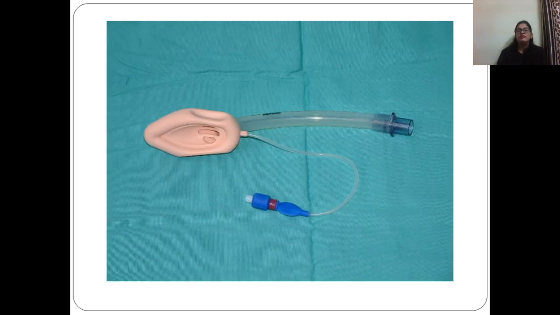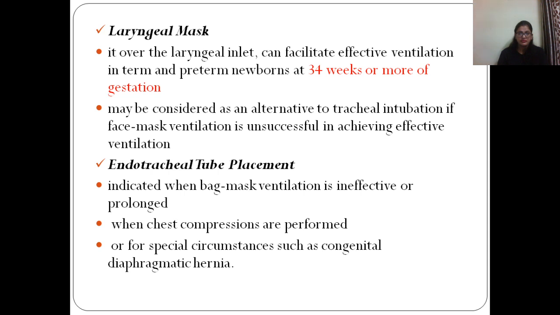Now, this is the image of a laryngeal mask airway. This is important for you because this can also be asked as an image-based question in your exam. Now, endotracheal intubation is another alternative route which you can follow if your bag and mask ventilation is not functioning, or it is also indicated if you have to perform chest compressions, and in special circumstances such as congenital diaphragmatic hernia, which is one of the absolute contraindications of bag and mask ventilation. So these are the three indications of endotracheal intubation in neonatal resuscitation.